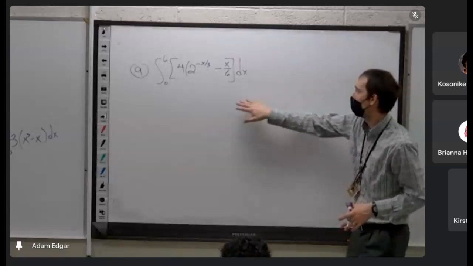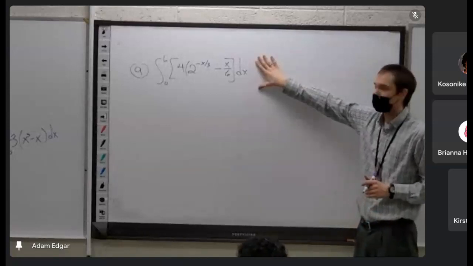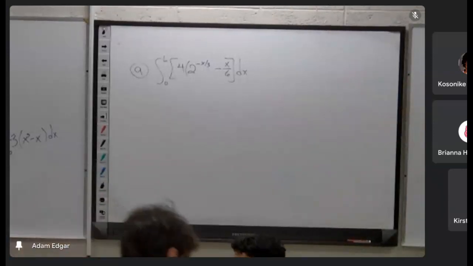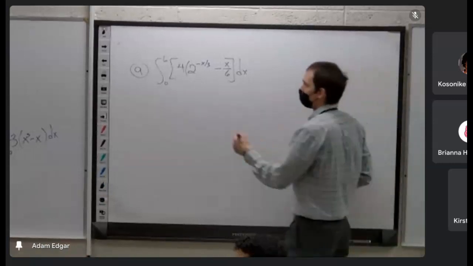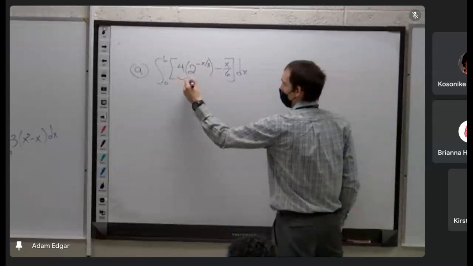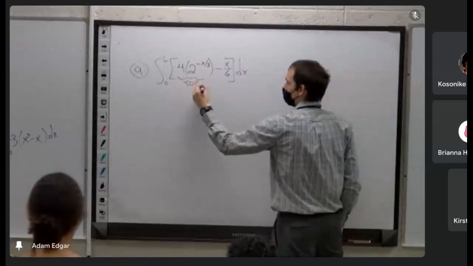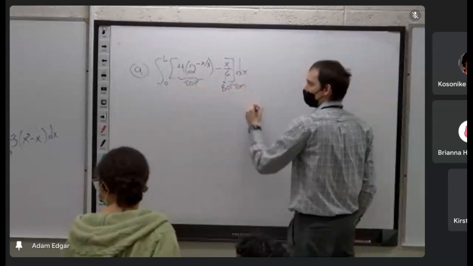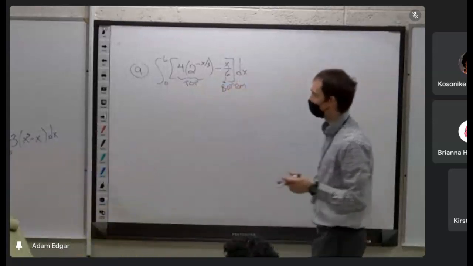All right, nine. They give us this integral and they say, sketch the graph and shade the region. So we're not evaluating this. We're trying to just come up with what this would look like. So here we have top. And that's bottom. And we're going from 0 to 6, right?